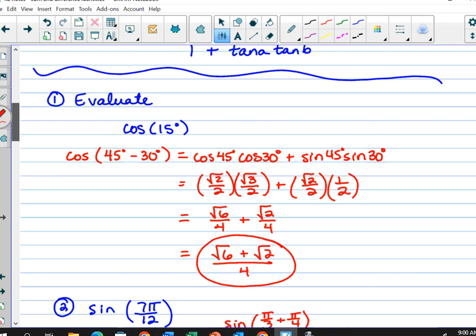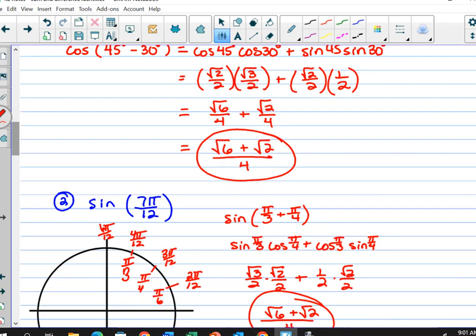So again, for any sine and cosine, if you get to the end and you've got something like root 5 plus 7, you did something wrong, okay? It will be some combo of root 6, root 2, and over 4. Tangent will not be. Tangent's different, of course. But sine and cosine will be that.